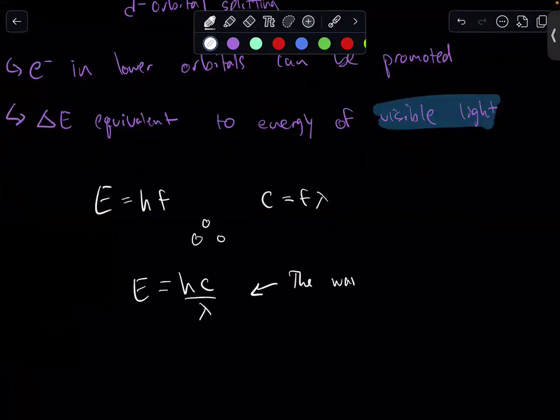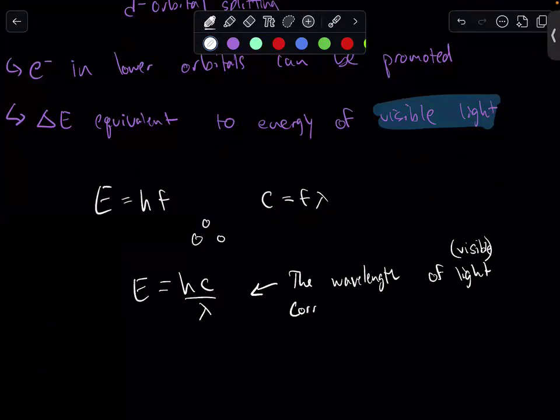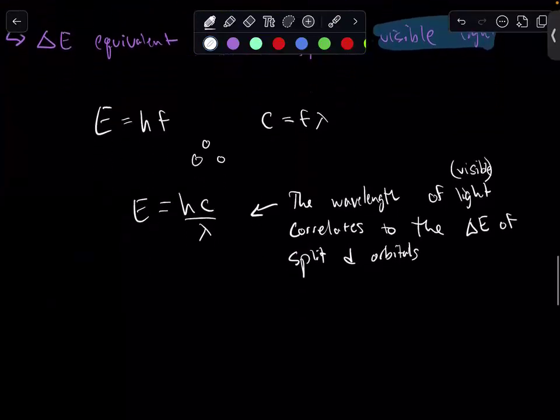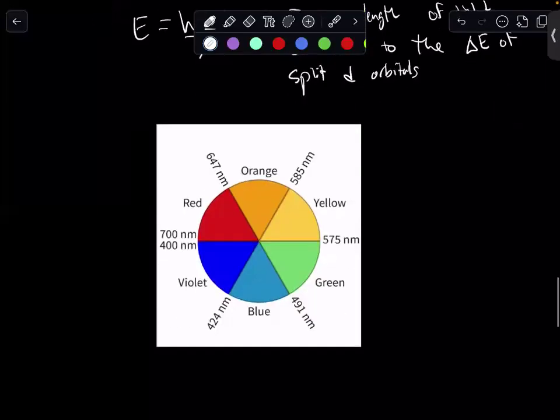And this can now tell us specifically the wavelength of light, specifically visible light, correlates to the change in energy of split d orbitals. All right, so this is where this all comes together. We have a color wheel that we can use. And this color wheel is in section 15 of your DP chemistry data booklet.